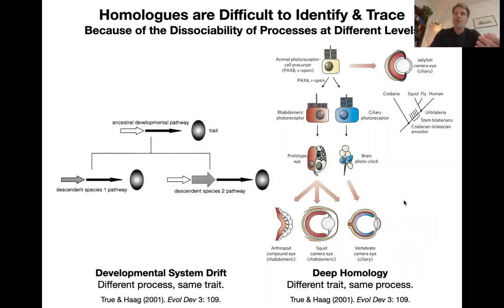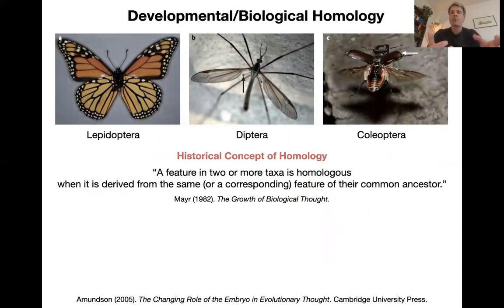To help with this issue, Gunther Wagner in 1989 introduced the concept of developmental homology. The traditional evolutionary biology concept of homology is now called the historical concept of homology, and here's Ernst Mayr defining it: a feature in two or more taxa is homologous when it is derived from the same or a corresponding feature of their common ancestor. This is great. It's very precise, and we can agree to this.